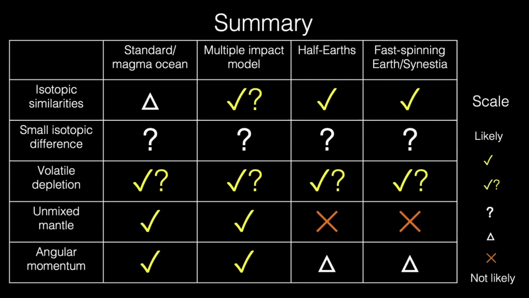For the hard Earth model and fast spinning Earth Synestia models, the isotopic similarities can be easily explained, but since these are very energetic impact events, the unmixed mantle can be difficult to explain. Also, these models require removal of the angular momentum, and the process is still unconstrained. This is an important problem to solve.